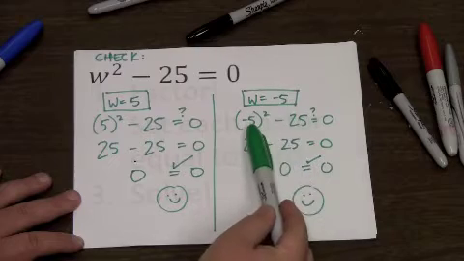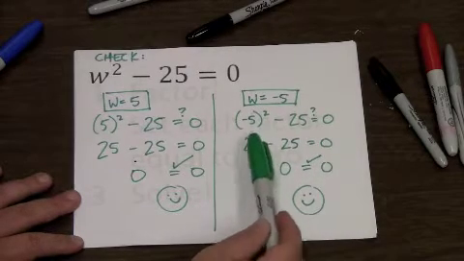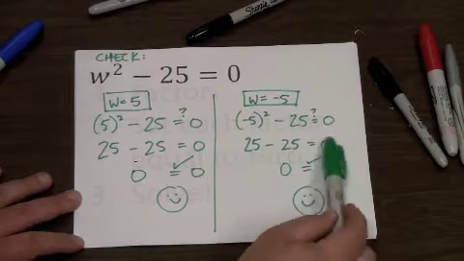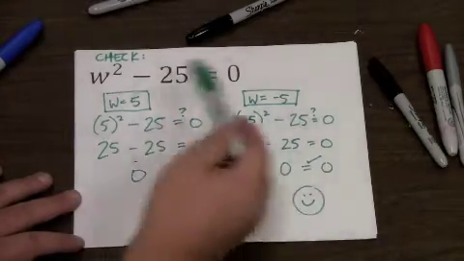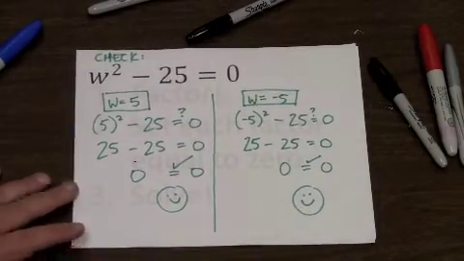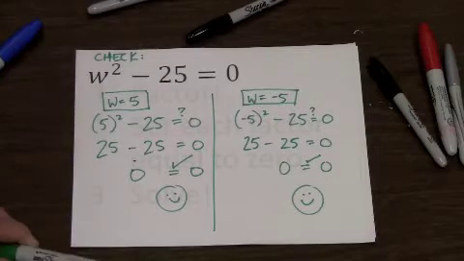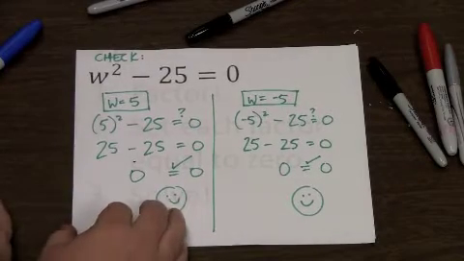Same thing for negative 5. When you square a negative, you also get a positive, so we get a positive 25. When we subtract 25, we get 0. So check yourself after you get your answers. Anytime you're solving equations, you get an answer, plug it back in to see if that answer works.